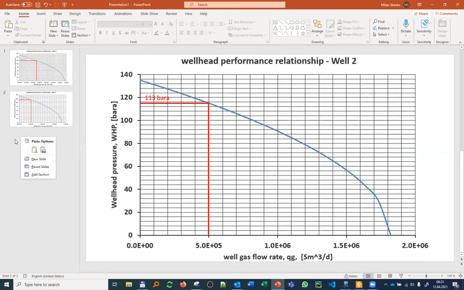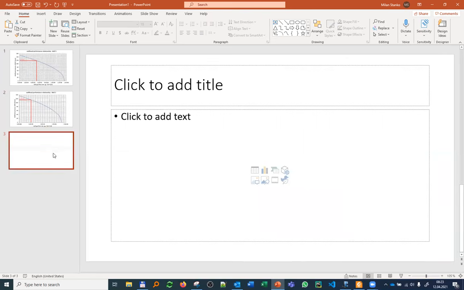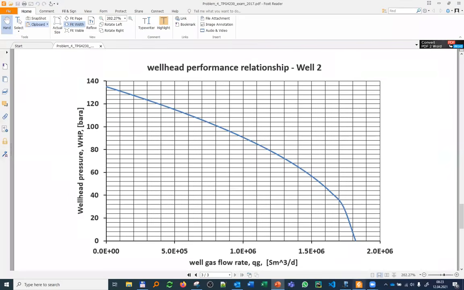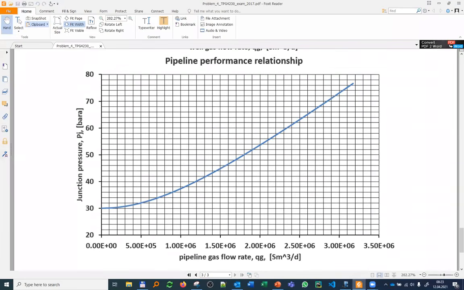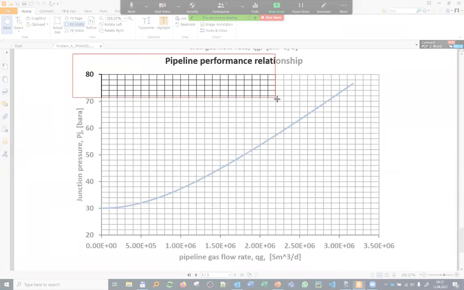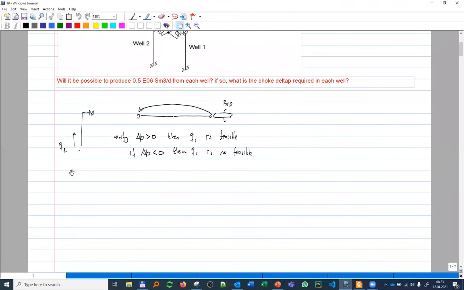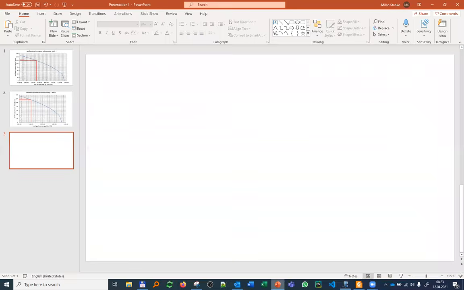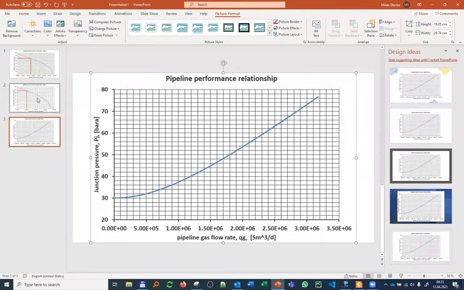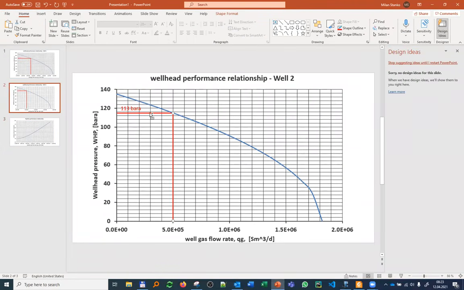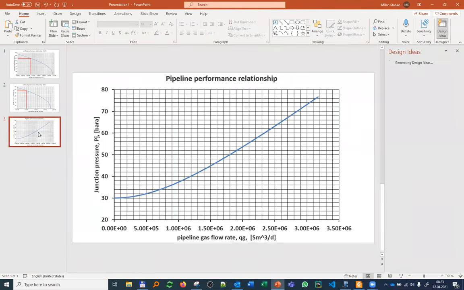And then let's repeat the same for the flow line. But in this case, be careful, because here I'm not producing 500,000 anymore, but now the pipeline is actually carrying the rate of both wells, which is 1 million. Okay, and this is here.